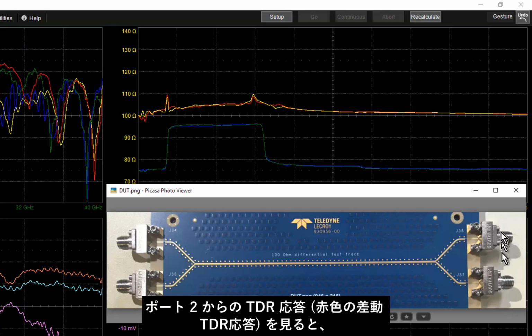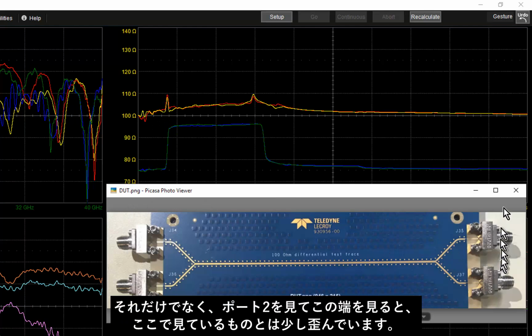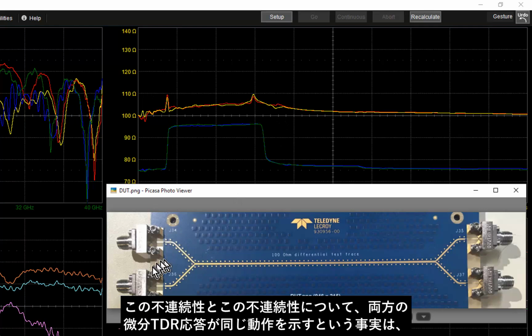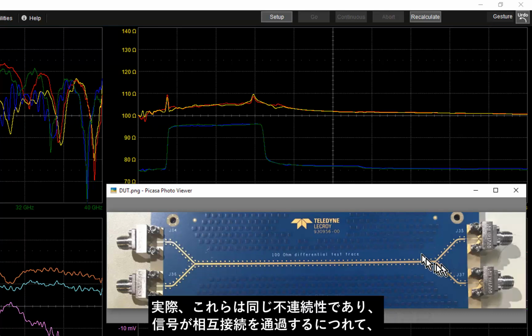When I look at the TDR response from port 2, the differential TDR response, in red, I see it's identical to what I see looking at port 1. And not only that, but when I look at port 2 and I look at this end, it's also distorted a little bit from what I see over here. The fact that both differential TDR responses give us the same behavior for this discontinuity and this discontinuity says that the behavior we see over here is because of the rise time degradation in going down that length. That in fact they're the same discontinuity.